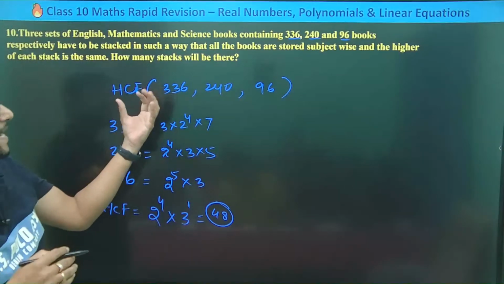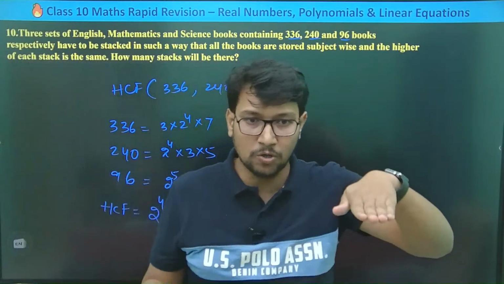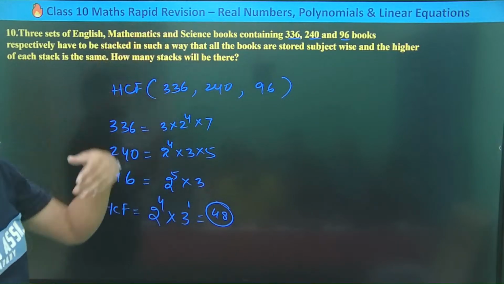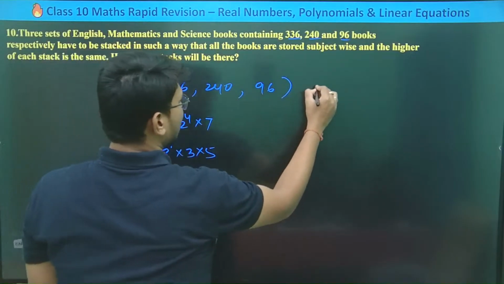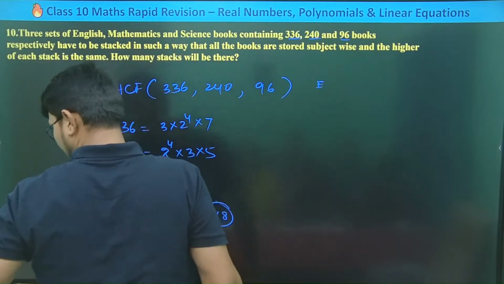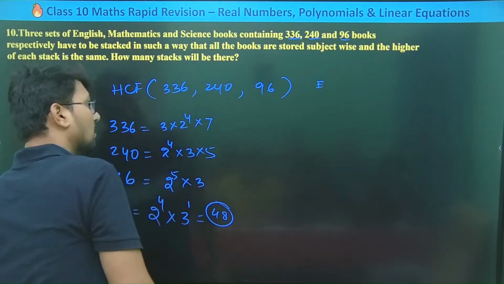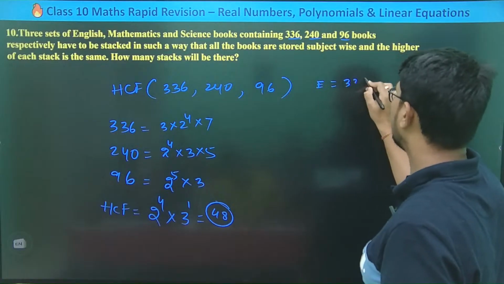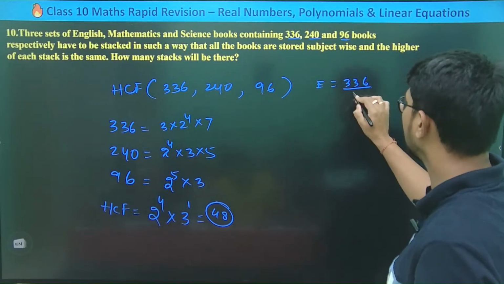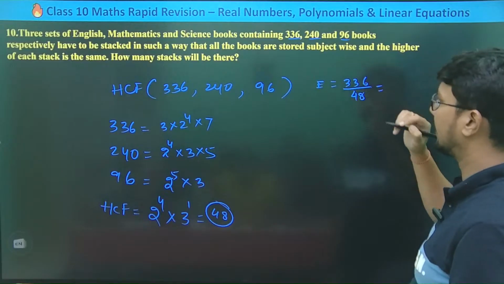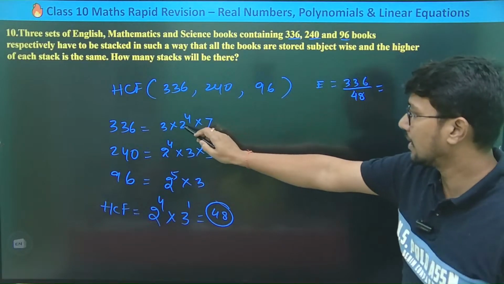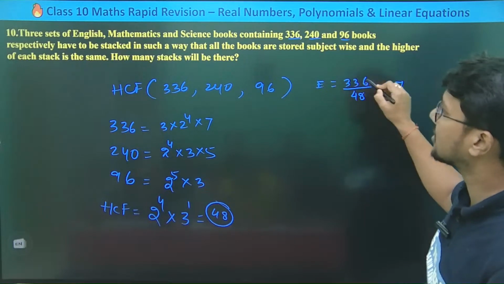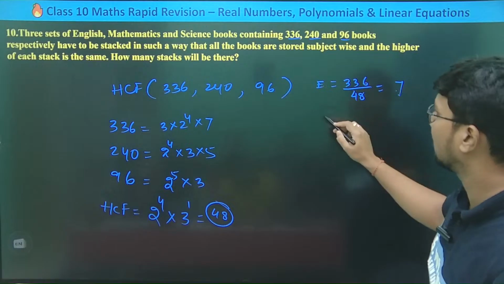But do you know the question, how many stacks will be there? So each stack height should be 48, right? So now for English, how many stacks will be there? For English, that is 336 divided by how much? 48. That is how much? Tell me. 7. Done. For English, the number of stacks would be 7.